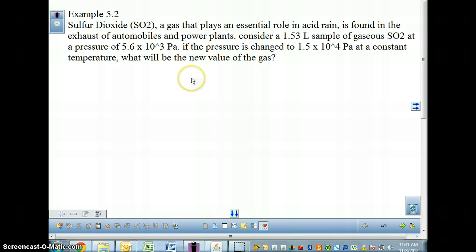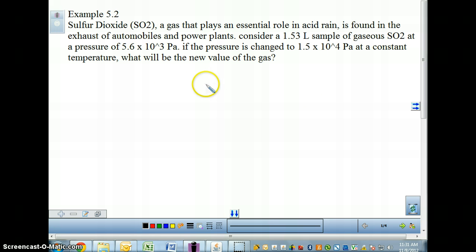Following is an explanation of example 5.2 off of page 194. In this example, we have sulfur dioxide, SO2, which is a gas that plays a role in acid rain. We're asked to consider a 1.5 liter sample of this gaseous SO2 at a pressure of 5.6 times 10 to the third Pascal. If the pressure is changed to 1.5 times 10 to the fourth Pascal at a constant temperature, what is the new value of the gas?